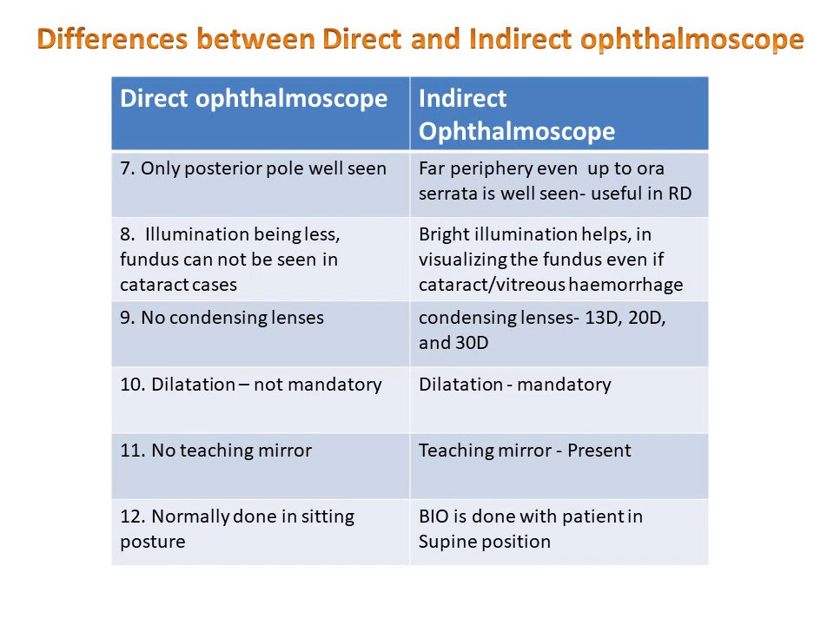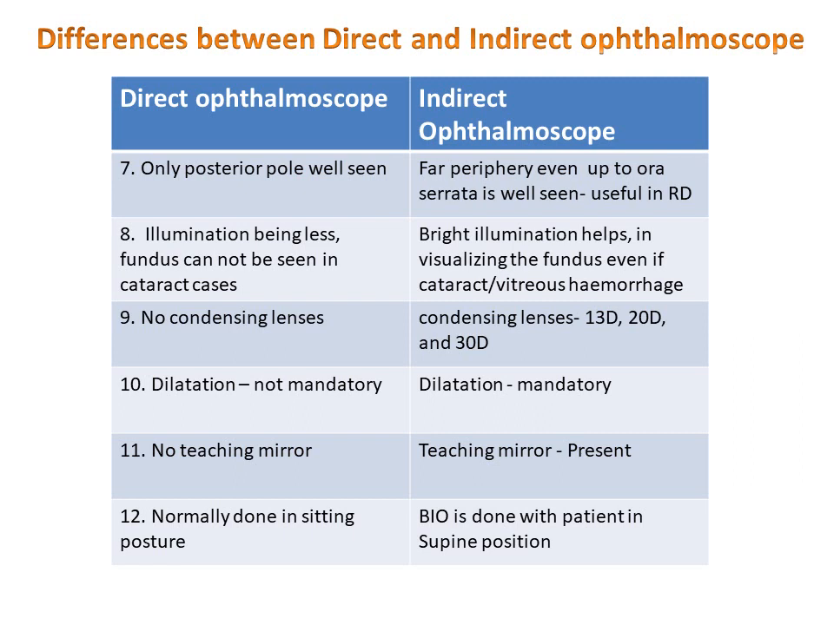In direct ophthalmoscope, only posterior pole can be very well seen, but in an indirect ophthalmoscope, far periphery even up to ora serrata is well seen, and it is very useful in identifying retinal detachment cases, especially the holes that are responsible for causing retinal detachment can be easily identified by this phenomenon of the indirect ophthalmoscope, especially with scleral depression.